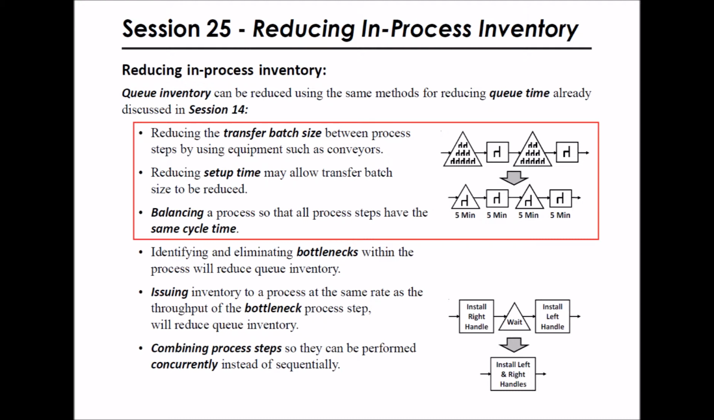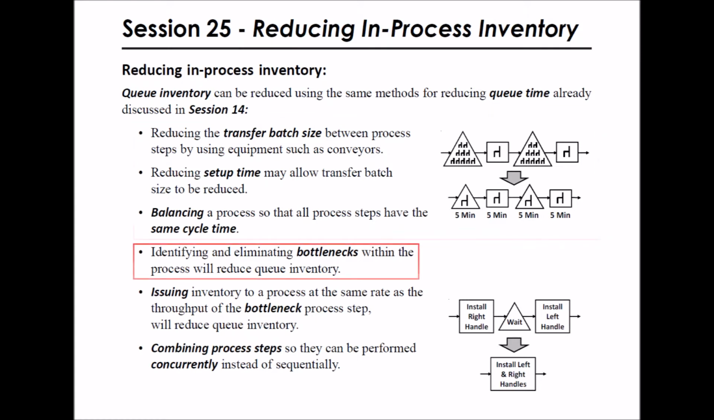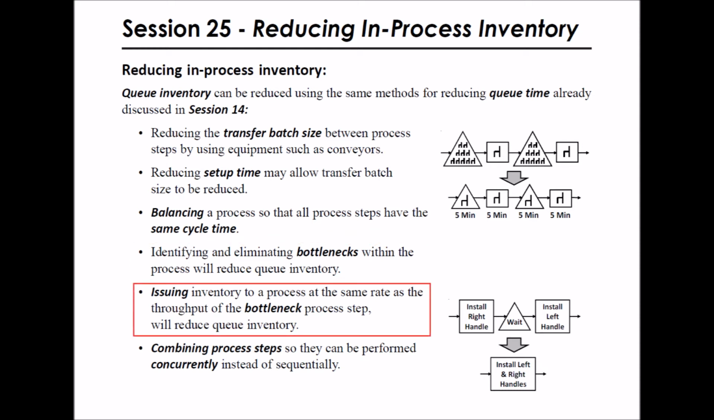Balancing a process so that all process steps have the same cycle time reduces the need for buffer inventory between process steps. Identifying and eliminating bottlenecks within the process will reduce the queue inventory that accumulates before a bottleneck process step. Issuing inventory to a process at the same rate as the throughput of a bottleneck process step will reduce the queue inventory that accumulates before a bottleneck process step.